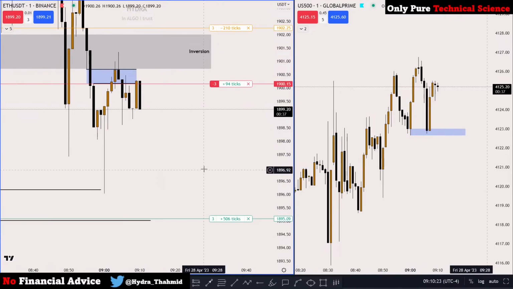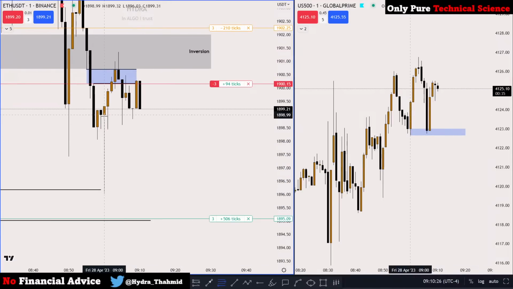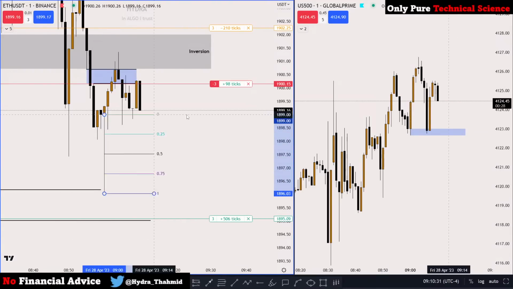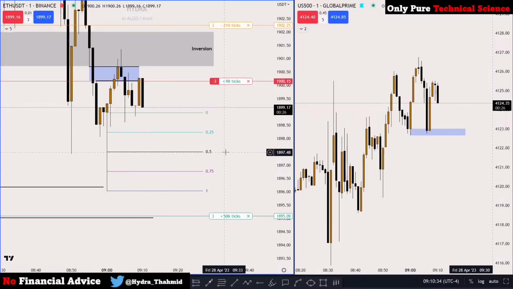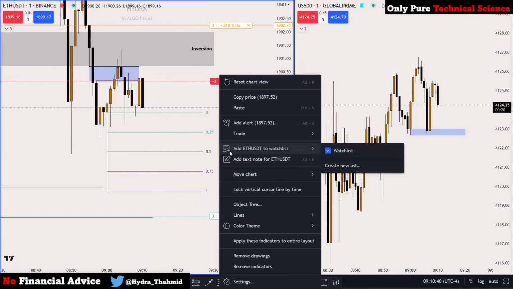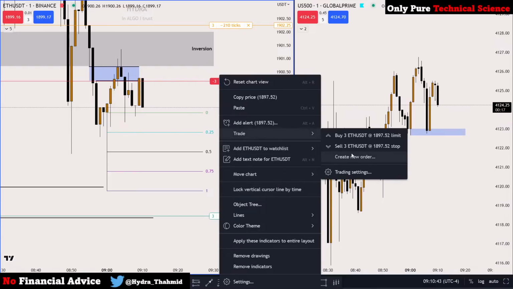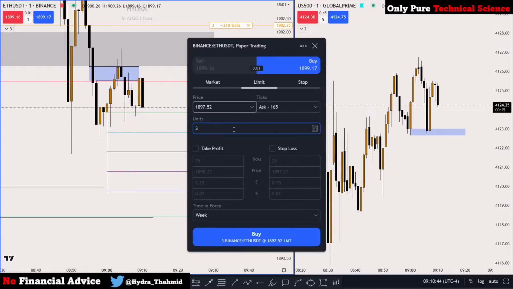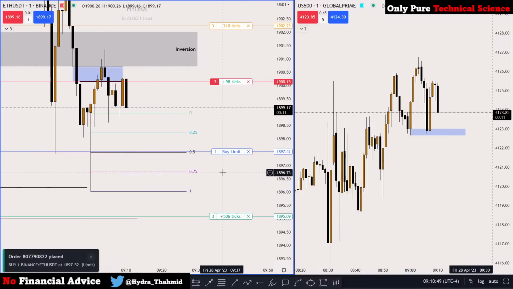So where can I take a partial in this trade, right? It's a big wick right here. So where can I take a partial? If I measure the wick here, I will take a partial at the consequent encroachment. So I have 3 contracts open. I will take 1 off, and I will let 2 run to our TP.